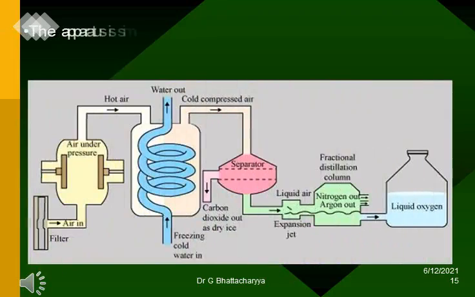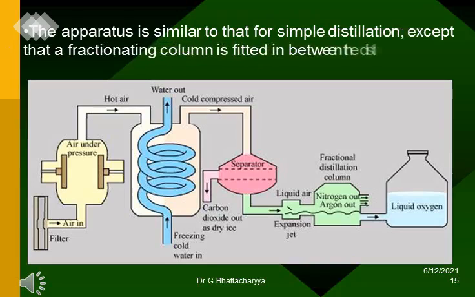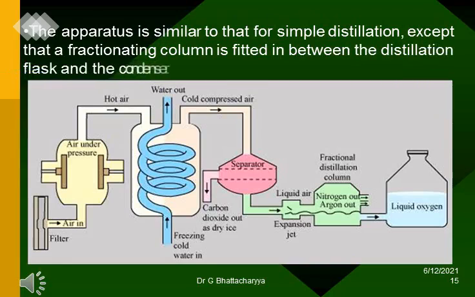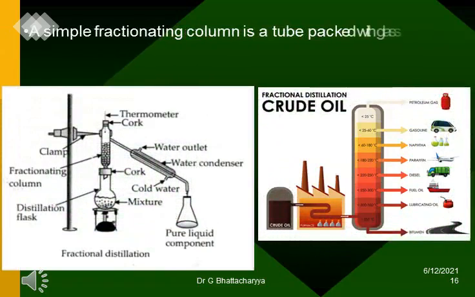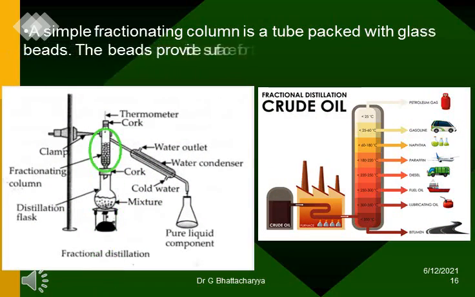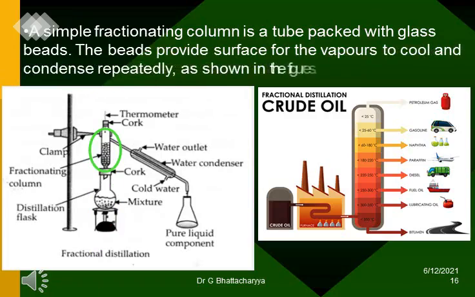The apparatus is similar to that for simple distillation, except that a fractionating column is fitted in between the distillation flask and the condenser. A simple fractionating column is a tube packed with glass beads. The beads provide surface for the vapors to cool and condense repeatedly, as shown in the figures.